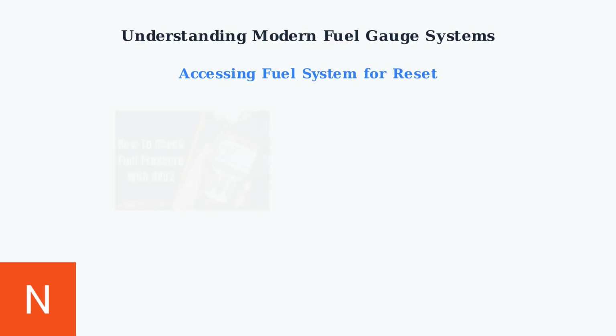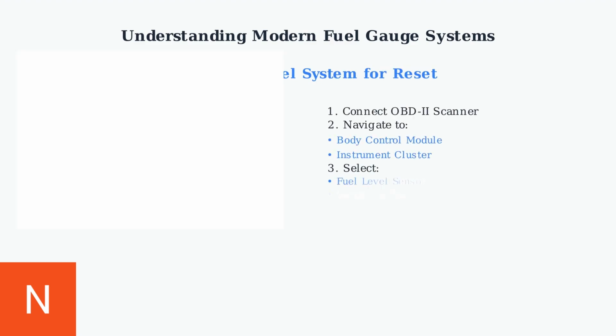To reset modern fuel gauge systems, you typically need an OBD2 scanner. The process involves connecting the scanner, navigating to either the body control module or instrument cluster menu, then selecting fuel level sensor or gauge calibration options to access the reset function.